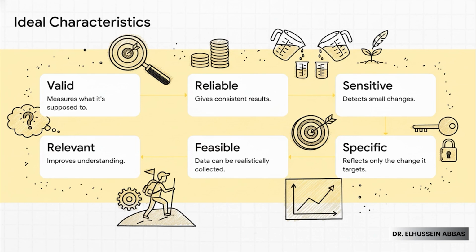It has to be valid, meaning it actually measures the thing it claims to measure. It needs to be reliable, so you get consistent results over time. You want it to be sensitive, so it can pick up on even small changes, but also specific, so it isn't being influenced by a bunch of other random factors. And of course, it has to be feasible. You actually have to be able to collect the data, and relevant to what you're trying to understand. Now, finding one indicator that aces all 6 of these, that's the dream, but it's really, really rare.